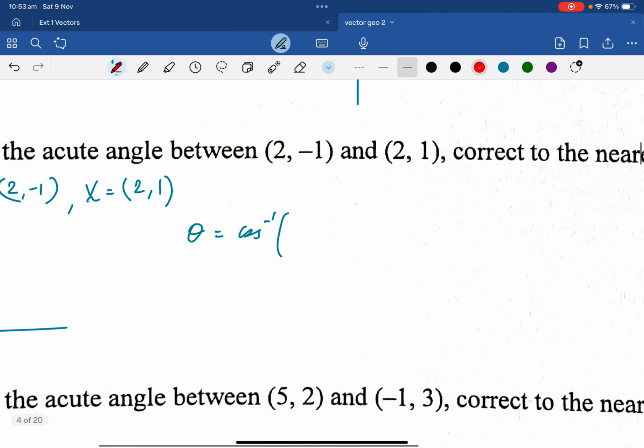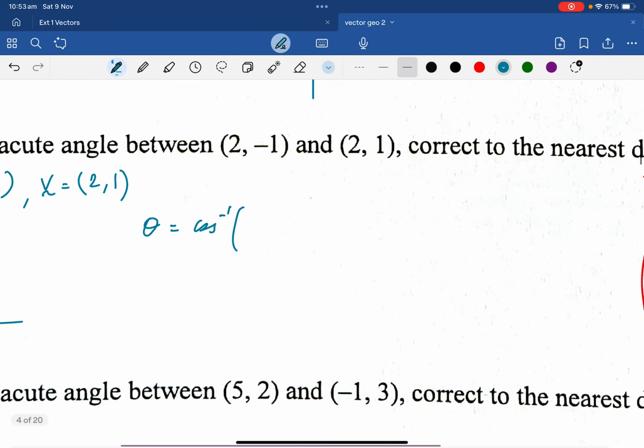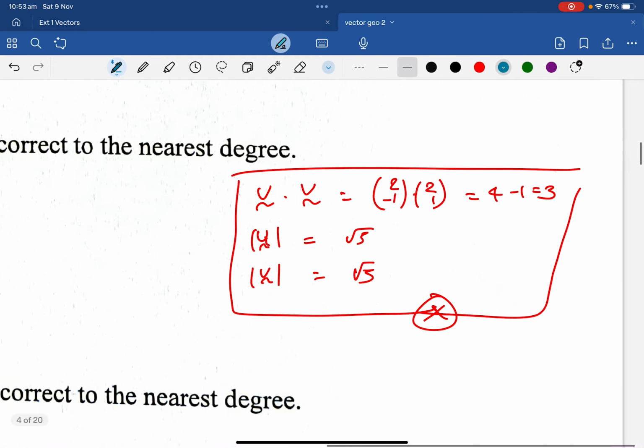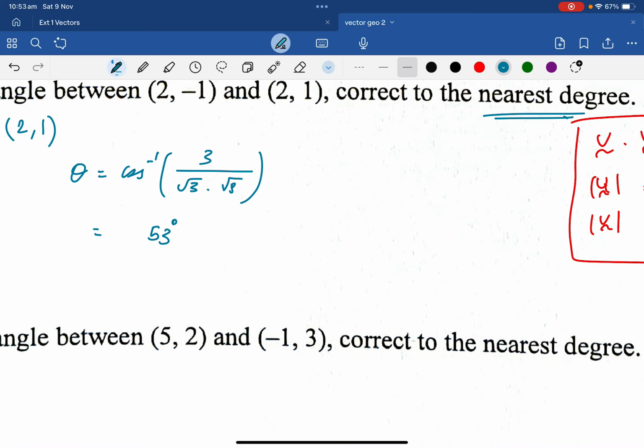Easy. So cos theta is just equal to, we just sub the numbers in. We remember that the top is the dot product of vector u and vector v, so that's 3. So it's just 3 over magnitude of vector u, magnitude of vector v, so root 5 times root 5. Okay, and when you evaluate this, you do get 53 degrees 8 minutes, but it asks for the nearest degree, so we can leave it at 53 degrees.